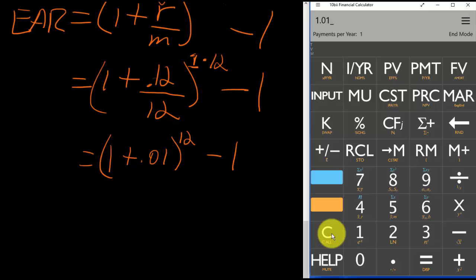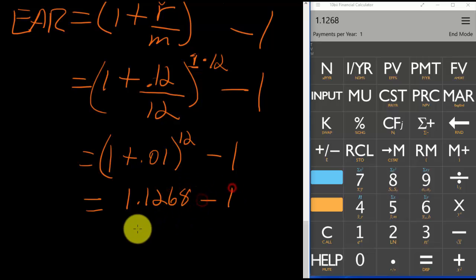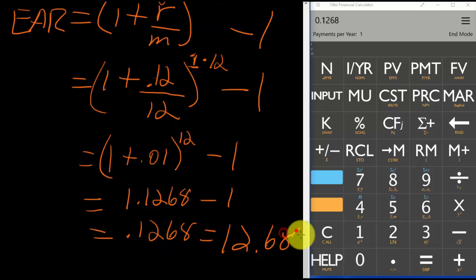Everybody see this x to the y button right here? It's really small, x to the y. So I'm going to hit my orange, x to the y, 12, equals 1.126. So let's go back over here. 1.1268 minus 1 is equal to 0.1268. If I move the decimal, that's the same as saying 12.68%.